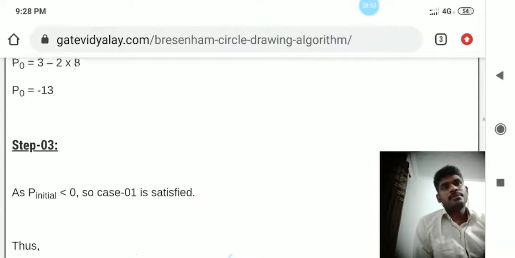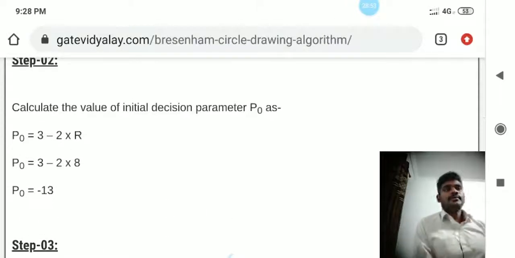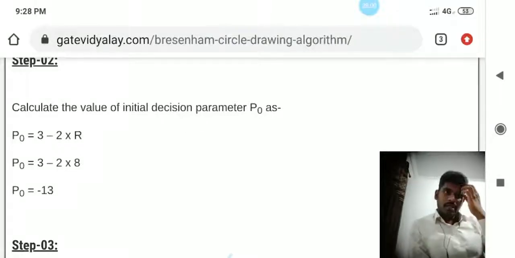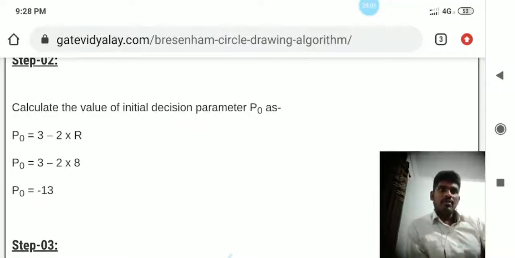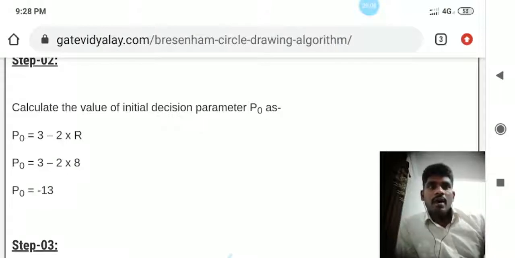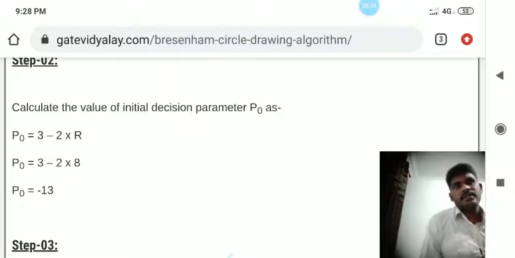Step 2: substitute the values in the decision parameter. What is the equation for the decision parameter? 3 minus 2r. Substitute the x and y values into the decision parameter. Now listen, 3 minus 2 into r. What is the r value? 8. 3 minus 2 into 8, that is 3 minus 16, which means minus 13. P naught equals minus 13.